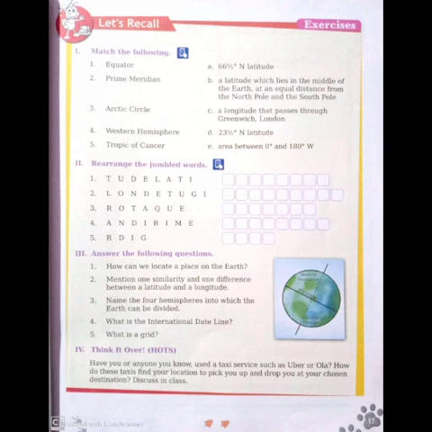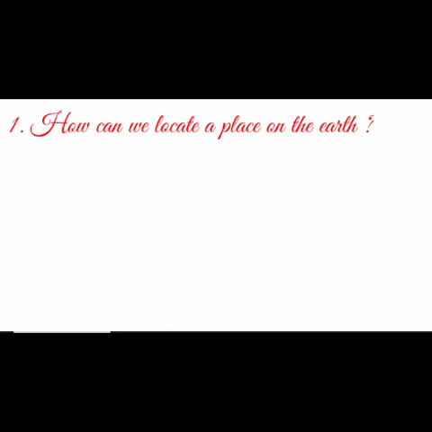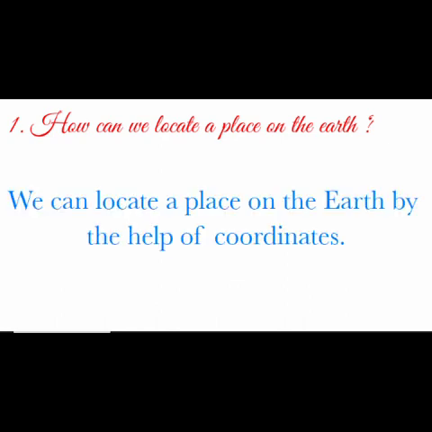Now comes the third question. Answer the following questions. The first question is, how can we locate a place on the earth? The answer is, we can locate a place on the earth with the help of coordinates.